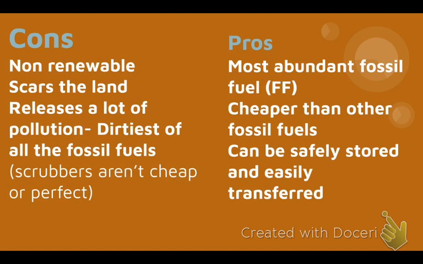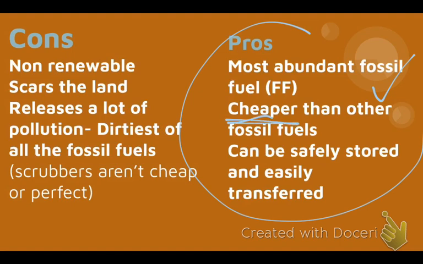So the pros, we'll start there. The pros of coal is it's the most abundant fossil fuel. So there is more coal available to us than of any other fossil fuel. So that's a big deal because we use a lot of energy in this world. Coal is also cheaper than all the other fossil fuels. So it's abundant and it's cheap.